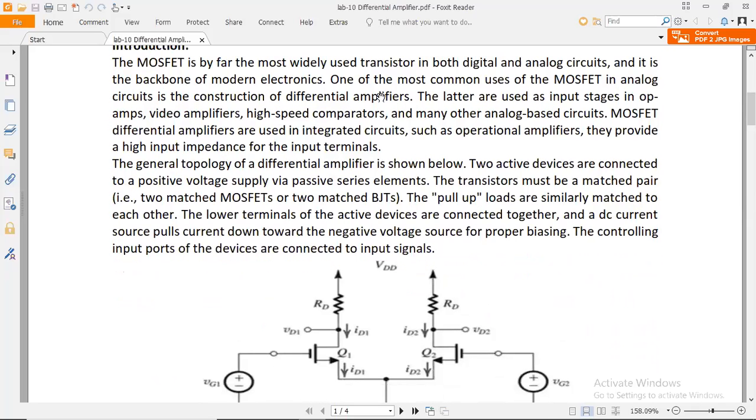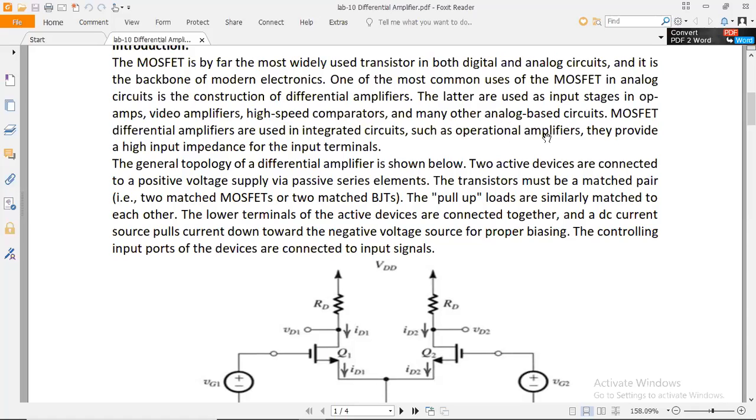One of the most common uses of MOSFET in analog circuits is the construction of differential amplifiers. The latter are used as an important stage in op-amps, video amplifiers, high-speed comparators, and many other analog-based circuits. MOSFET differential amplifiers are used in integrated circuits, meaning in ICs such as op-amps.